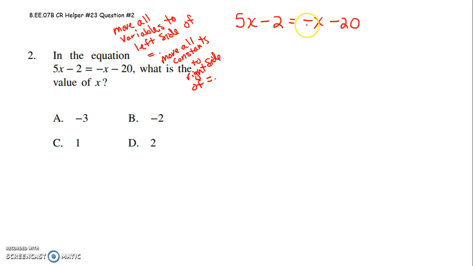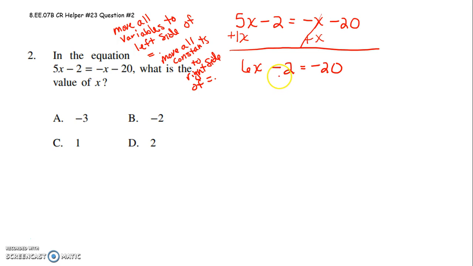How do I undo minus x? Oh, I add x to both sides. You'll always be moving from one side to the other side of the equal sign in this first step by undoing addition and subtraction. Minus x plus x zeroes out. 5x plus 1x is 6x. So I have 6x minus 2 equals, don't lose that negative in front of the 20, negative 20.